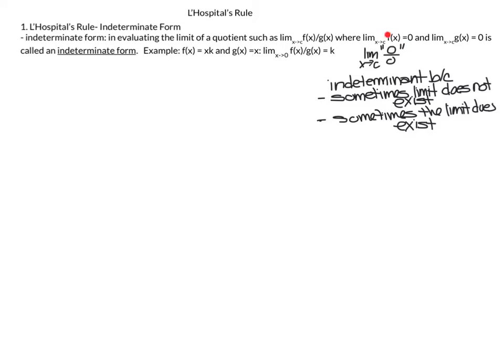It's indeterminate because once you have this form, you really know nothing about the limit until you look at the particular f of x and g of x. But this by itself tells you nothing.